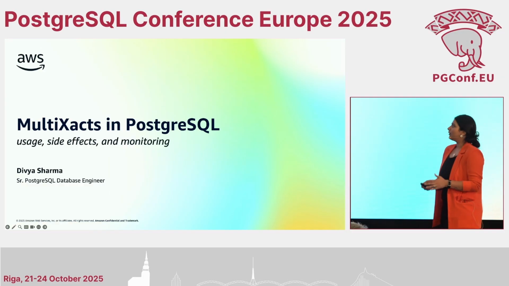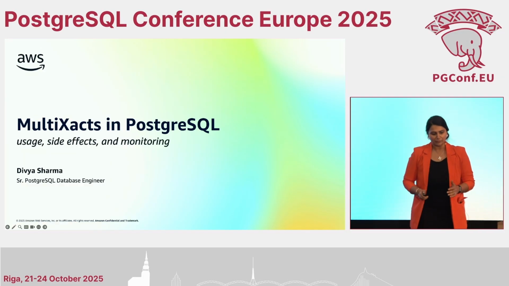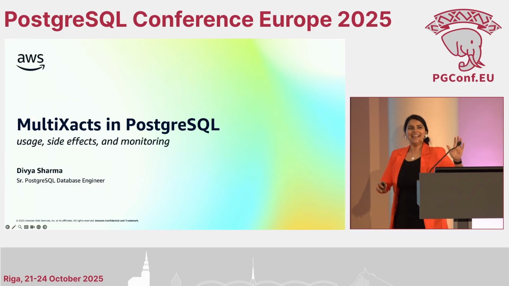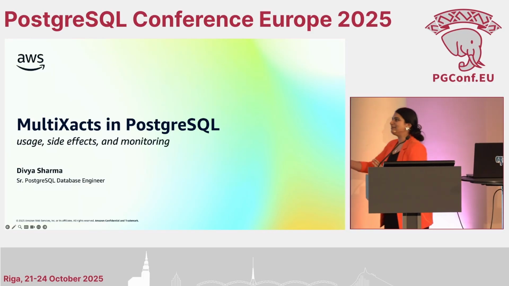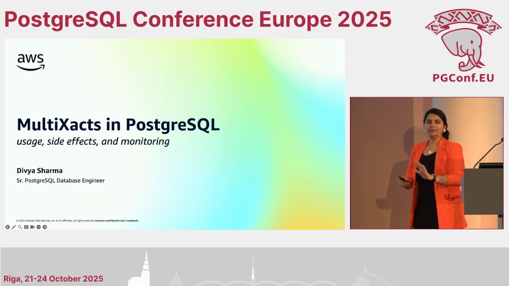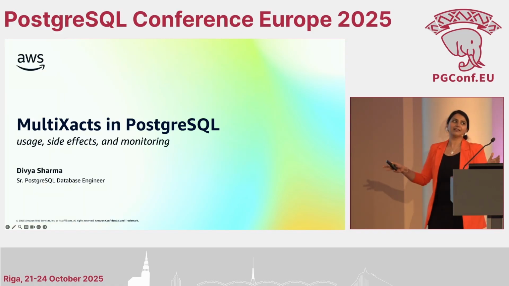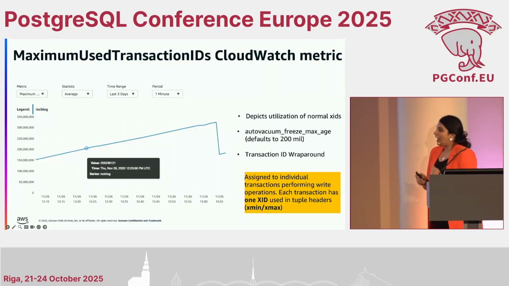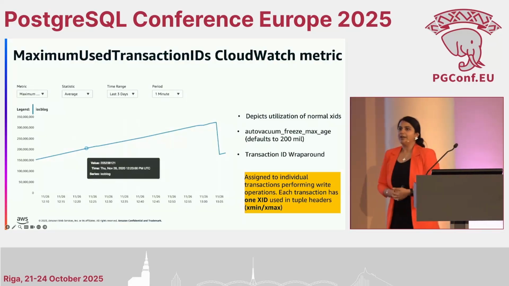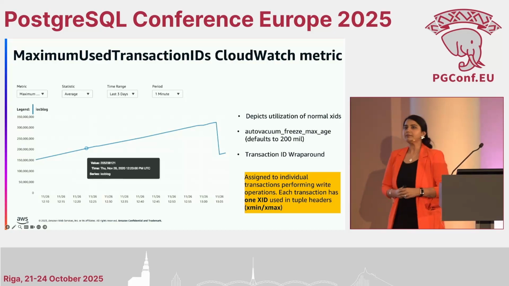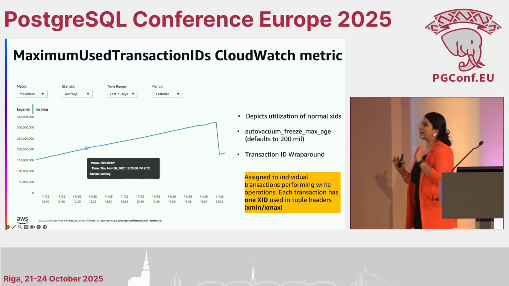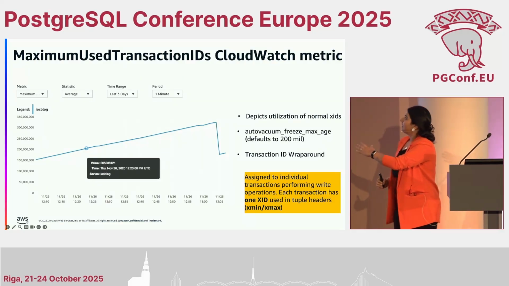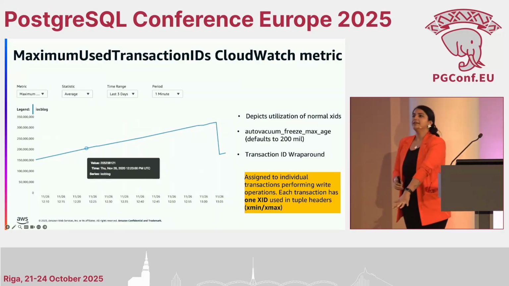But today, the topic of interest is MultiXacts in Postgres. This is an oddly shaped stage a little bit, so I have to be up and down a little bit more to cater to the audience, but feel free to ask any questions in between. I would be happy to take those. So how many of you are actually users of RDS or Aurora Postgres? Right. And how many of you have actually seen this metric or this graph on maximum used transaction IDs?